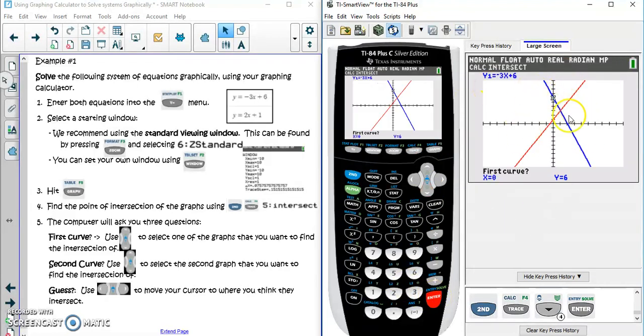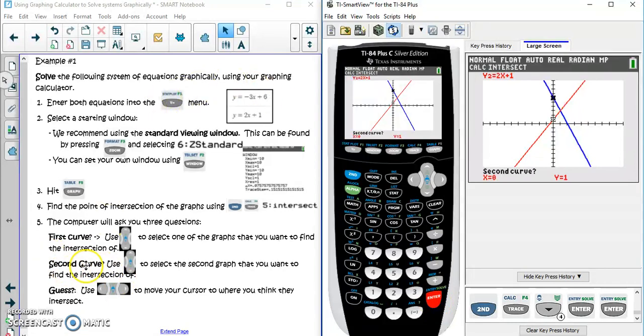Now, once you're here, it's going to ask you 3 questions, and I've listed those questions here, and you need to understand what it's trying to do. The calculator wants to know what lines you want to find the intersection of. So it's asking, what is the first line that you want me to use? What you'll notice is the cursor is on the blue line, and it tells you the equation of the blue line. Is this one of the lines that I want to use? Yes. So when it's on that curve that I want to use, I hit enter.